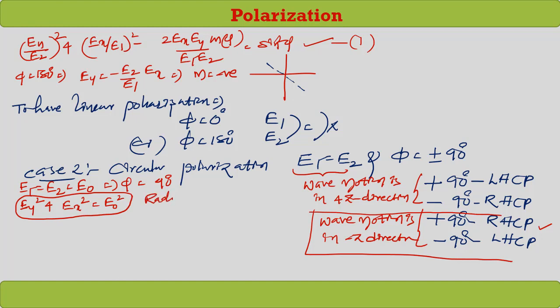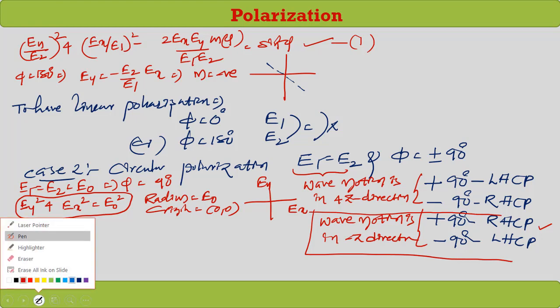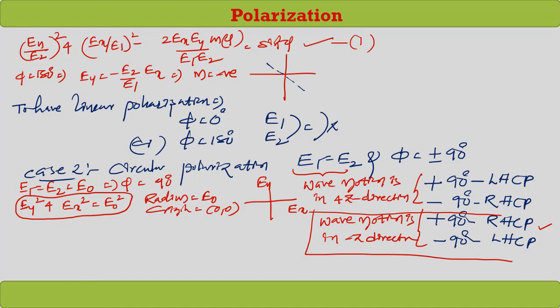With coordinates Ex and Ey and with radius E naught, here radius E naught, centered at 0, 0, and coordinates are Ex and Ey. So if you take the Ex component on the x-axis and the Ey component on the y-axis, by changing the time, the trace will be simply a circle. Ex square plus Ey square, it is like x square plus y square is equal to r square. Okay, so you will get the circle like this.